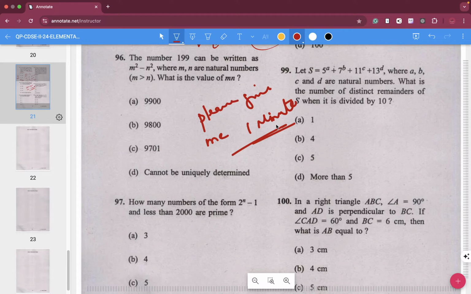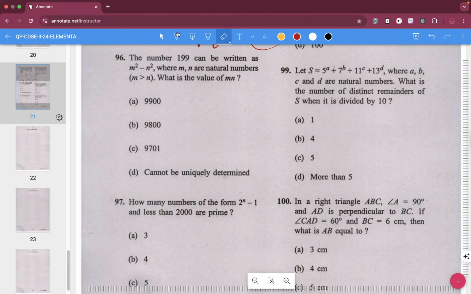So sorry about that, folks. Okay, so we'll move to the next one. The number 199 can be written as m square minus n square is equal to 199, right, where m and n are natural numbers, m is greater than n. Right, this is your m plus n and this is your m minus n, right.